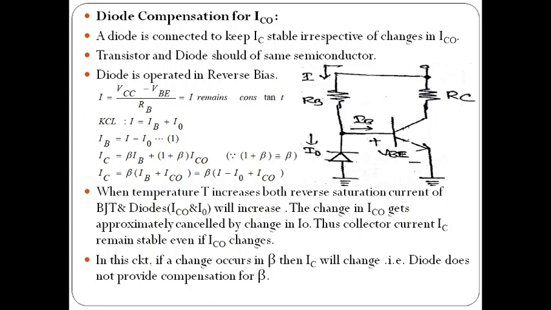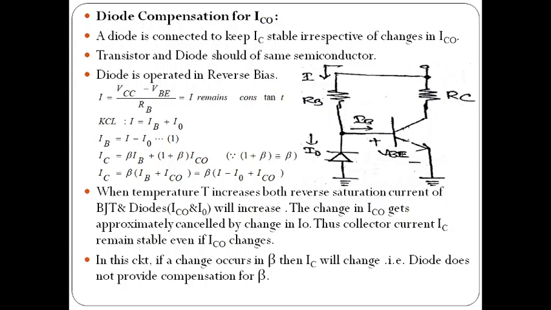So in this equation we have beta into (I minus I naught), and minus I naught plus ICO. These two will cancel when the temperature changes, so it is approximately the same value. Why? Because this diode is fabricated from the same material as the BJT. So the reverse saturation current in the diode is approximately equal to the reverse saturation current of the collector junction.